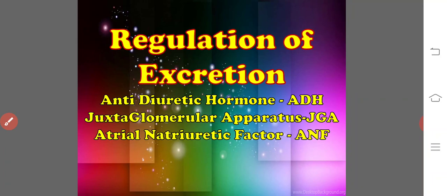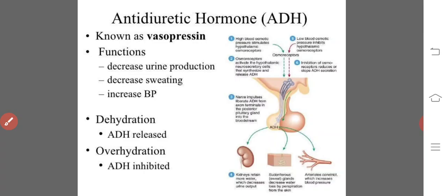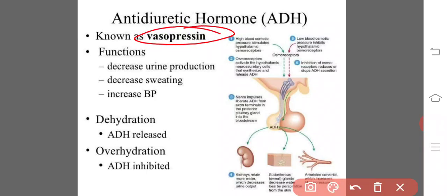And coming to the regulation of excretion, it takes place in three ways, namely through the ADH, antidiuretic hormone, the JGA, juxtaglomerular apparatus, and ANF, atrial natriuretic factor or peptide. See one by one. The first one is the antidiuretic hormone, commonly known as vasopressin.